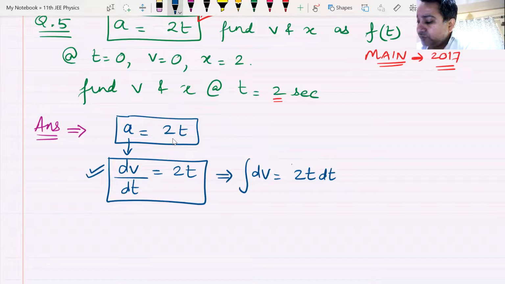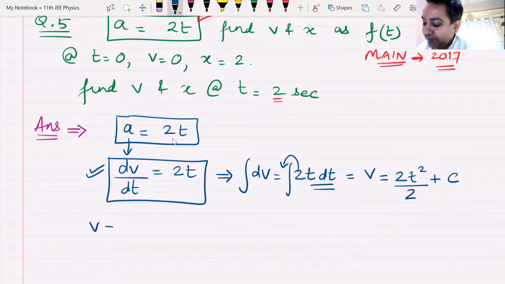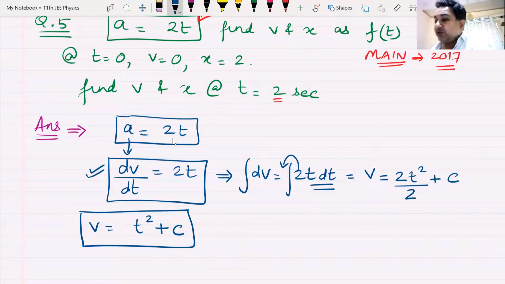So now you can put the integration sign over it. You integrate this, you will get the integral of 2t dt. I hope you remember the integral of t dt. 2 will jump out. Integration of t dt is t squared by 2. Yes or no? We remember this? But remember, a constant will come. So now I can write v as t squared plus c.